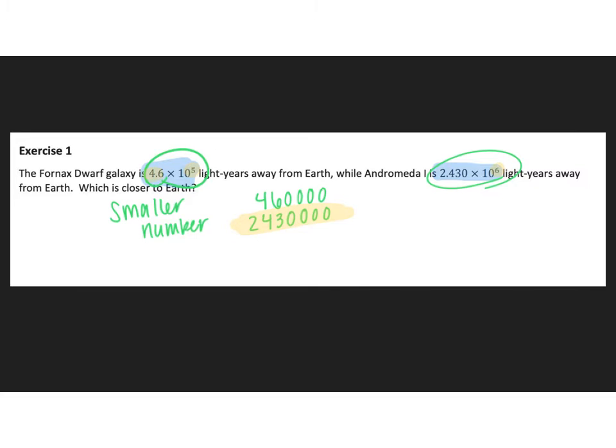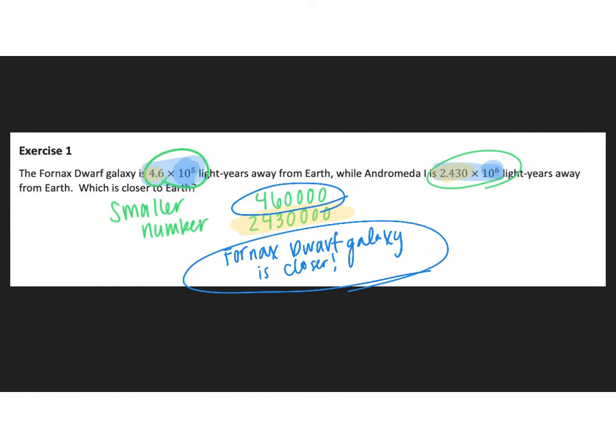So even though 4.6 is bigger than 2.43, we're not looking at that. We're looking at our exponents here. And that tells us very quickly which one is the smaller number or the bigger number, which one's closer or further away. So which one is closer to the Earth? This one right here, the Fornax dwarf galaxy is closer. And we know that because 10 to the 5th is less than 10 to the 6th. Alright, let's go ahead and move on to the next exercise.